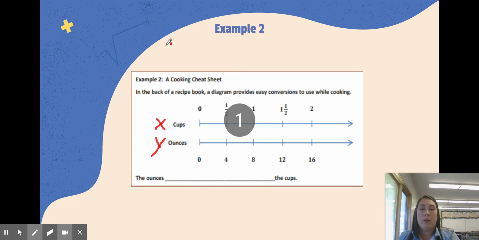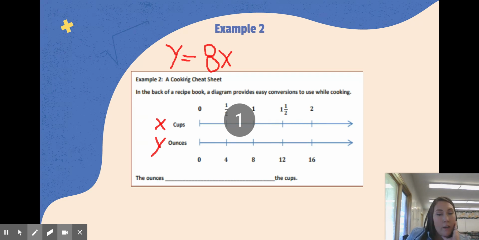That would look like Y equals 8X. So 8 is your constant value. No matter how many cups, you multiply it by 8 to get the ounces.